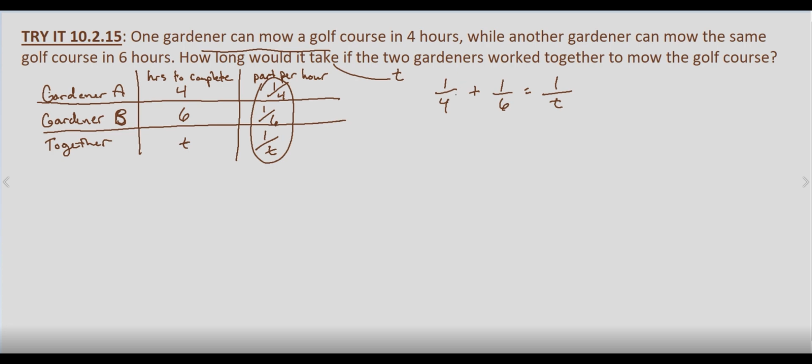So what is our least common denominator? Well, the least common multiple of 4 and 6 would be 12. And then we have this T over here, so it's going to be 12T. So we multiply both sides of our equation by 12T.